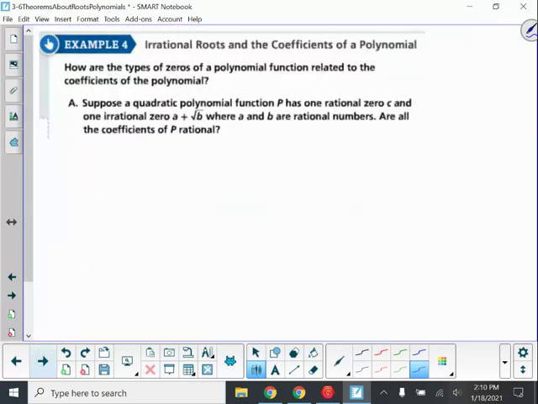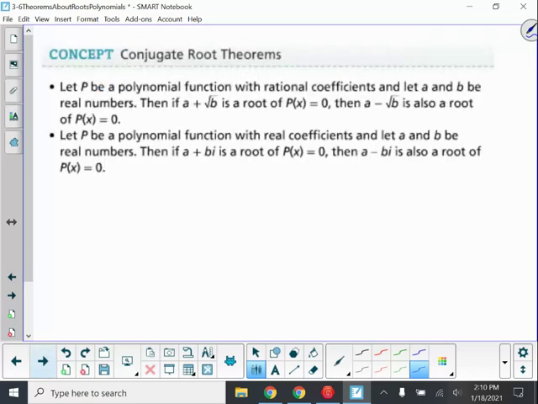This next example I'm actually going to skip through because it says how are the types of zeros of a polynomial function related to the coefficients. We're actually going to skip the investigation of this aspect, and we're going to go right on to the concept, which is the conjugate root theorem.